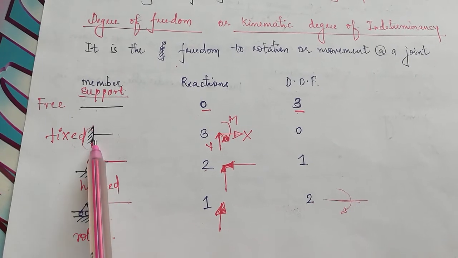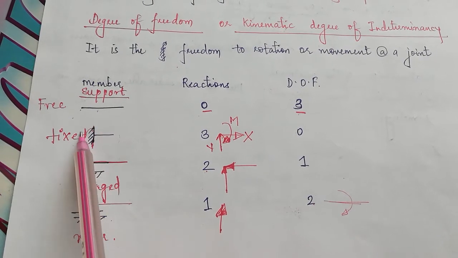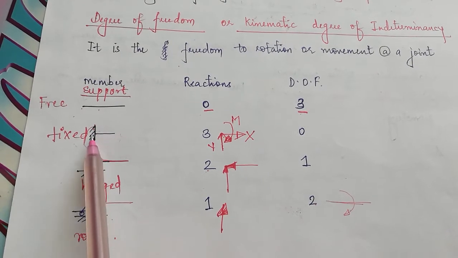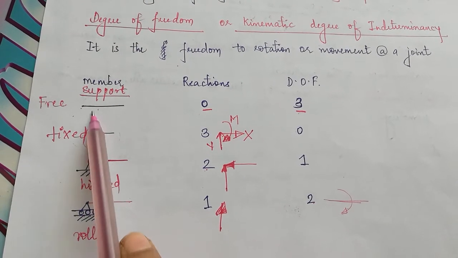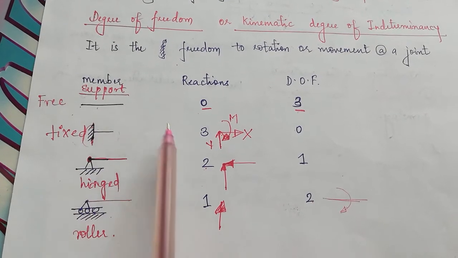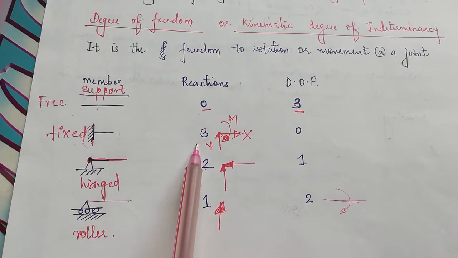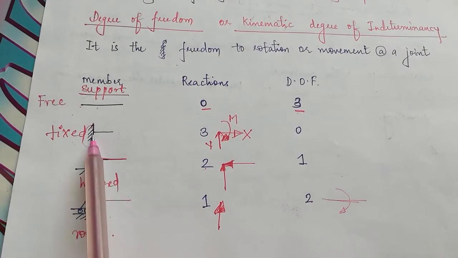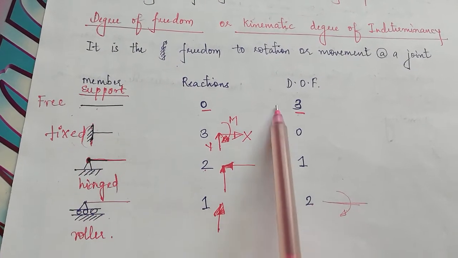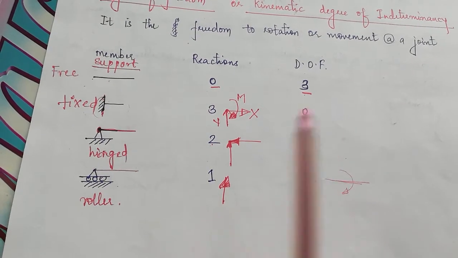Coming down to the fixed end, I am speaking about the fixed end over here. Now, here you are having 3 reactions developed. That is, it cannot move in x direction, y direction, or rotate. That's why I am having the reaction as 3. So, in which direction can it move? It cannot move in any of the directions. That's why the degree of freedom is 0.